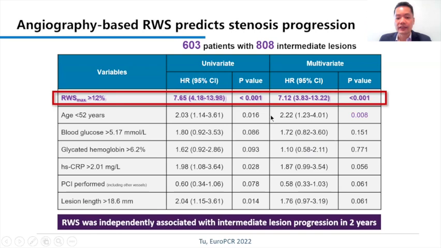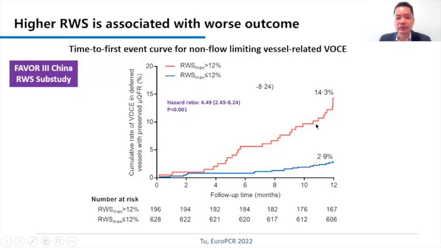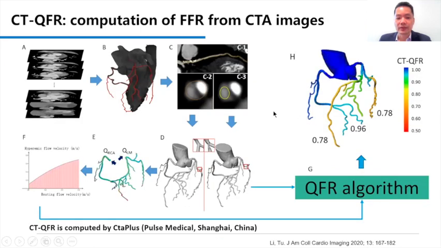This is another study in collaboration with Fuwai Hospital. In 808 intermediate lesions, an RWS higher than 12% is an independent predictor of lesion progression in 2 years. In the FAVOR 2 and FAVOR 3 China study population, we also analyzed the non-flow limiting vessels. As you can see, the vessel with higher RWS has a significantly higher event rate compared to the vessel with low RWS.